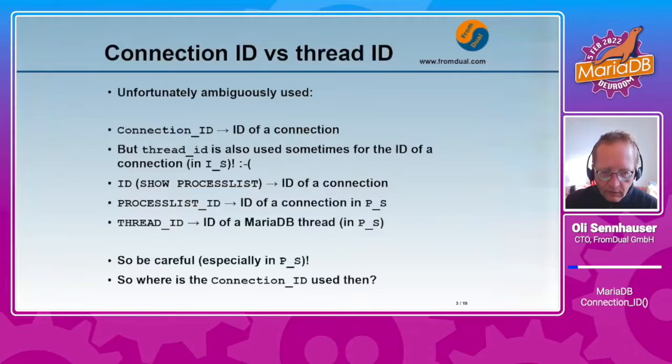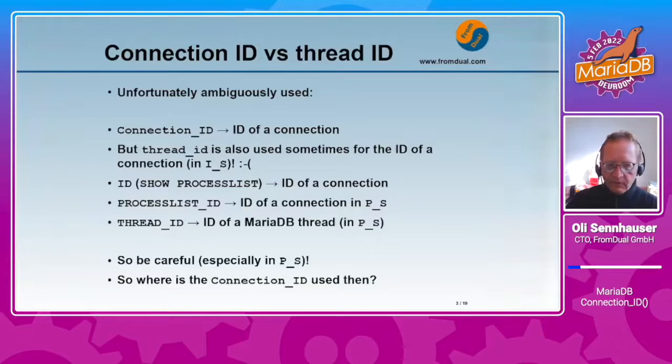A few words before we start diving deeper into the Connection IDs. The name Connection ID is unfortunately not used clearly. It's used ambiguously. The first is the ID of the connection, but then also the thread ID is sometimes used for the ID of a connection. This typically happens in the information schema. So sadly, they did not use the same term here.